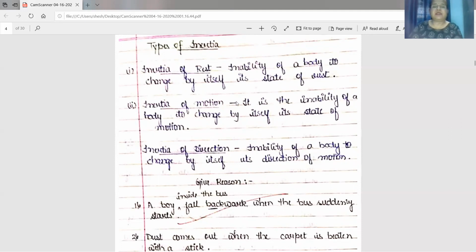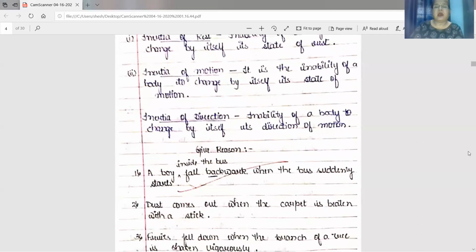What is this inertia of motion? It is the inability of a body to change by itself its state of motion unless and until an external unbalanced force is applied to change its state of motion. And third one, that is inertia of direction, inability of a body to change by itself its direction of motion unless and until an external unbalanced force is applied to change the direction of motion.